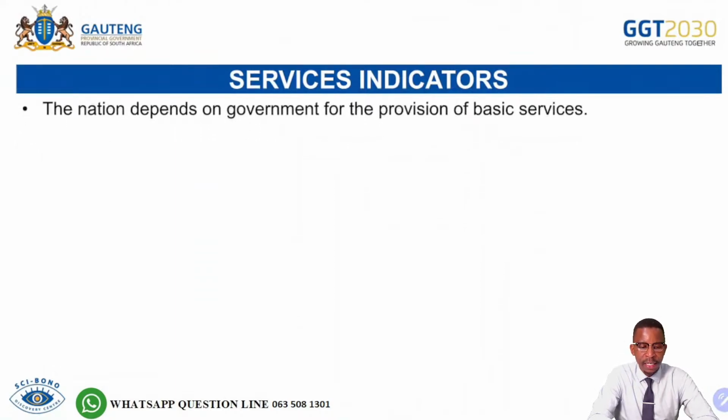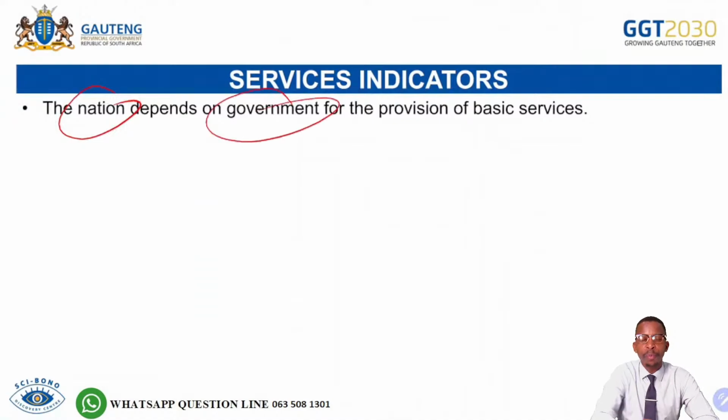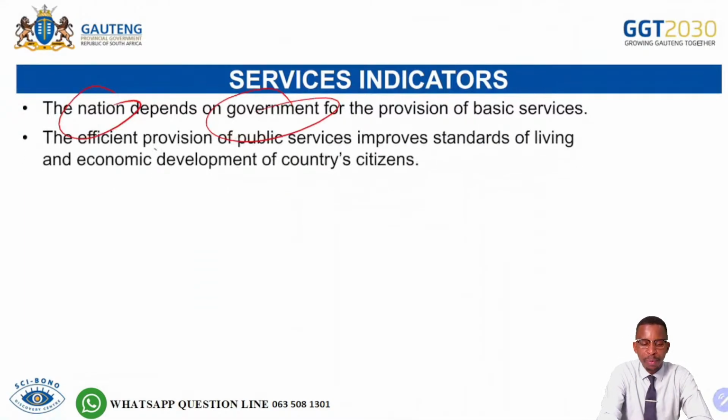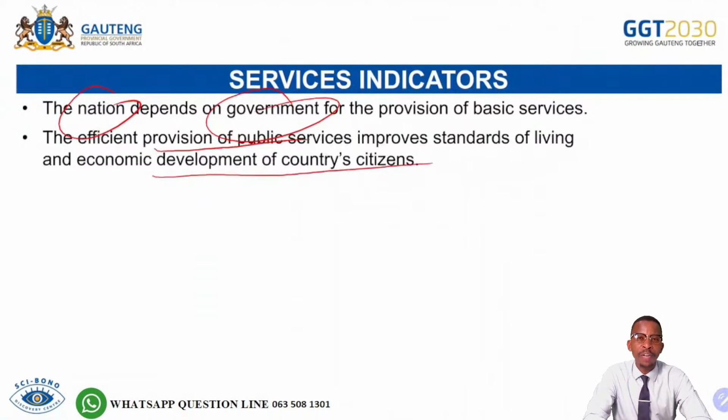And then services indicators. In this situation, we know that the nation depends on government for the provision of public services. So if the state cannot provide some basic services, people will find themselves living under severe bad conditions and even under severe poverty. So the efficient provision of public services improves the standard of living and economic development of the country. So it is very important for the state to intervene to provide public services to people, especially when we talk about local municipalities or local authorities providing those basic services such as electricity, water, sanitation, ensuring that people have access to those basic facilities because those services or facilities are important for the welfare of the nation.